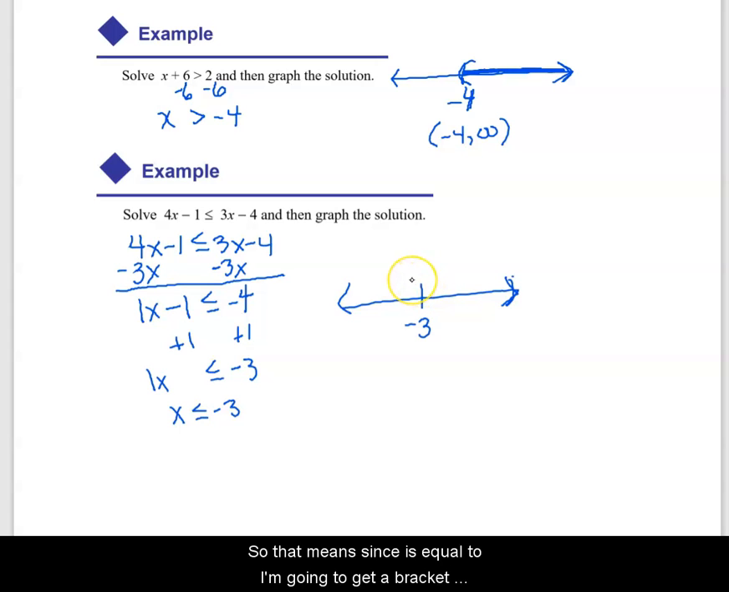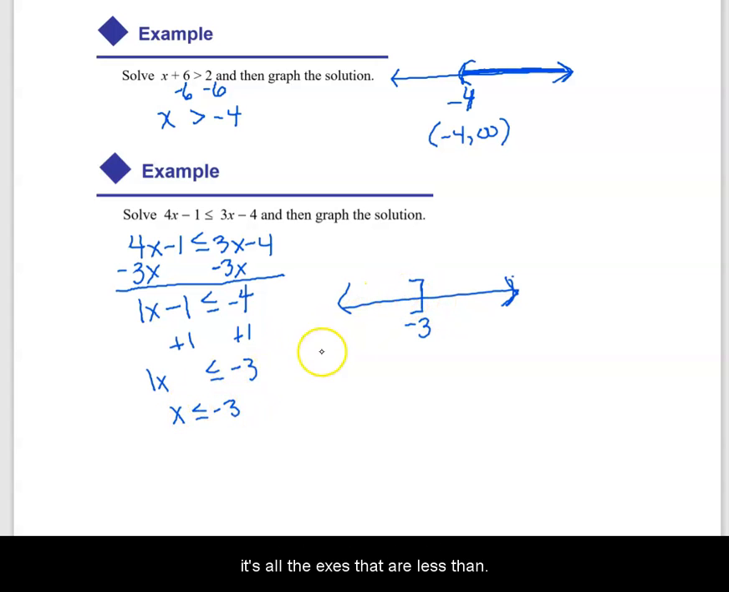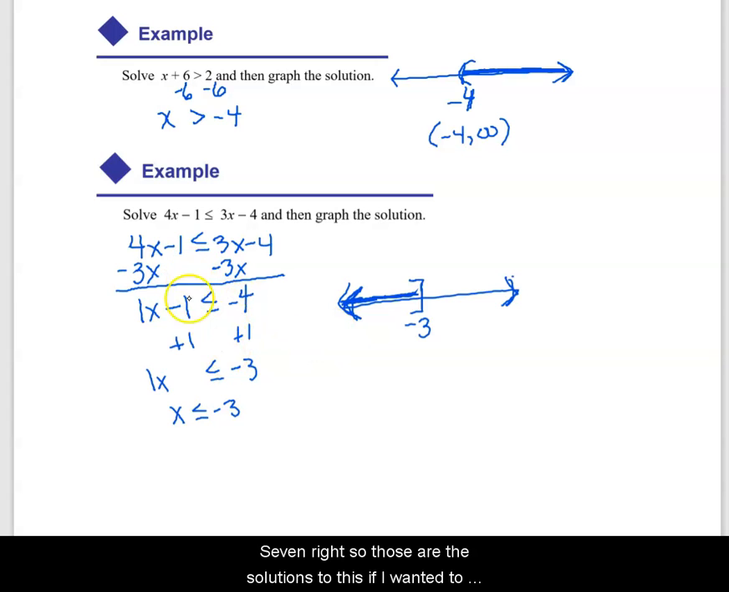So that means since it's equal to, I'm going to get a bracket. And you'll notice I'm turning it this way because it's all the x's that are less than negative 3, like negative 4 and negative 5, negative 7, right? So those are the solutions to this. If I plugged in one of those numbers, it would make this true.